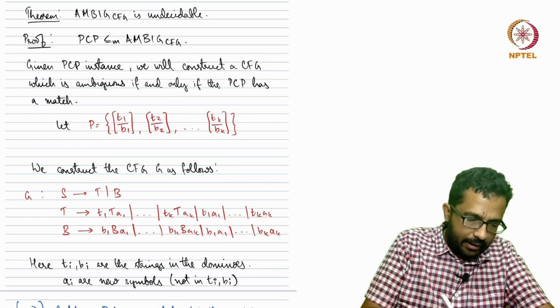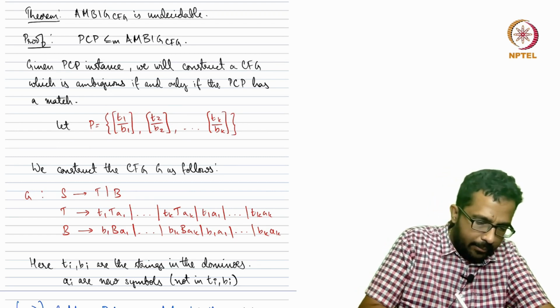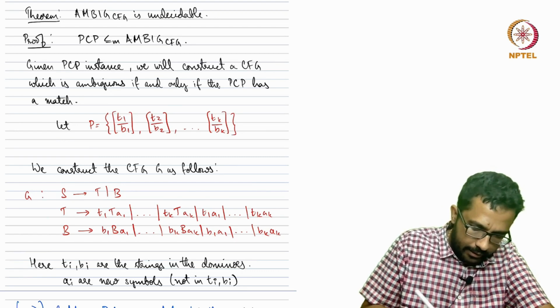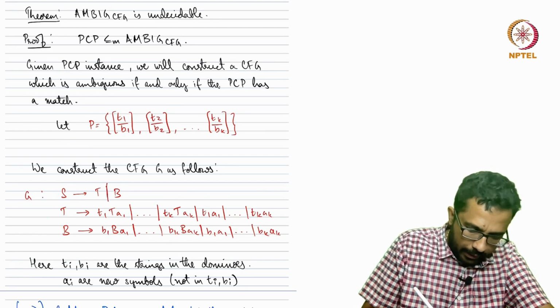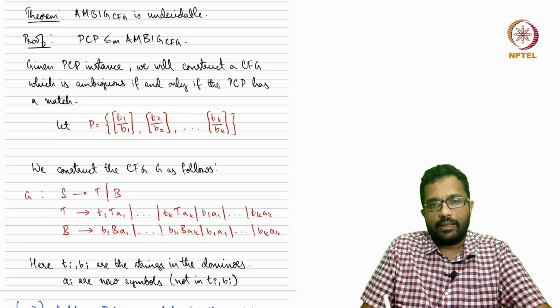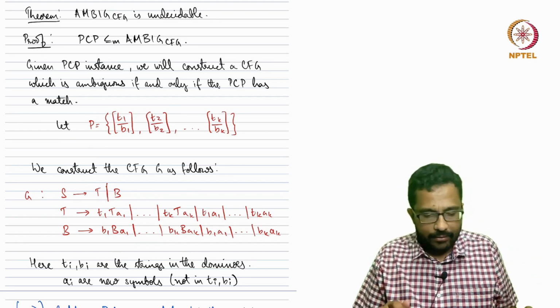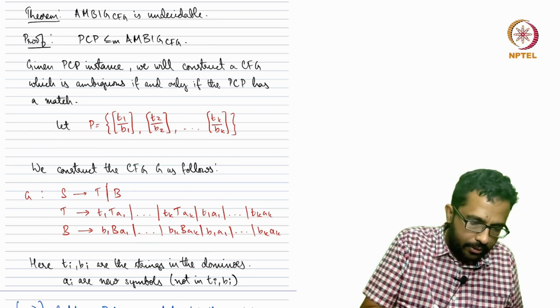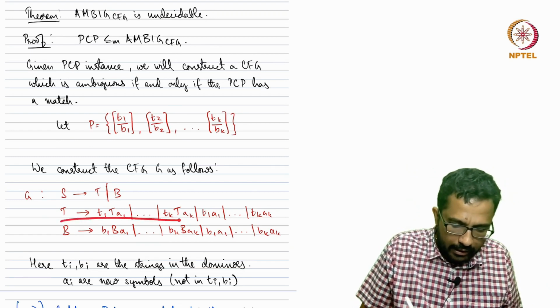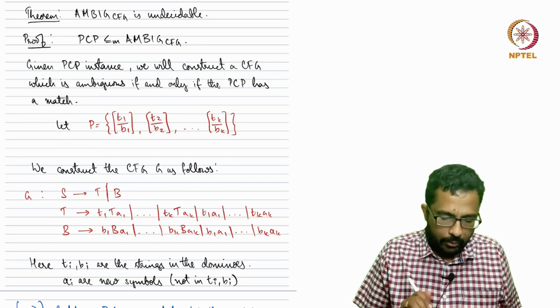The first rule is that S yields T or B. So S can give rise to T or S can give rise to B. Basically these are two branches. Once S derives T, then you can only use rules for T, because T never gives rise to B. So what are the rules?